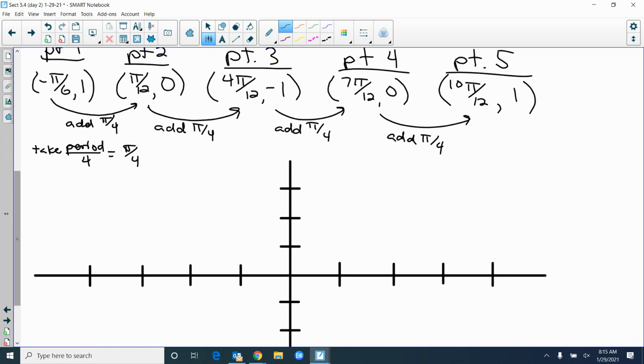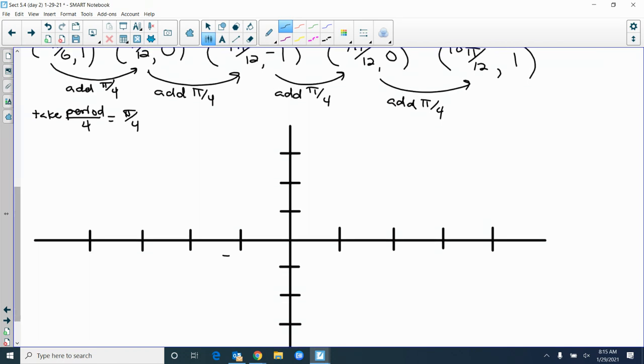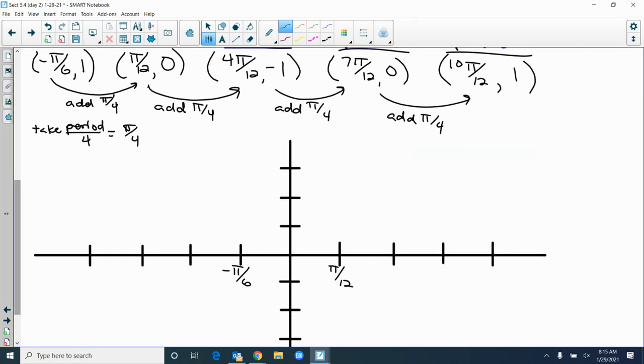All right, now I see this every now and then. If somebody does negative pi over 6, and then pi over 12, and then says, I'll make this 4 pi over 12, and they just take every mark and put their points there. Is that correct? It's not correct. Let me just tell you that. What's wrong with it?